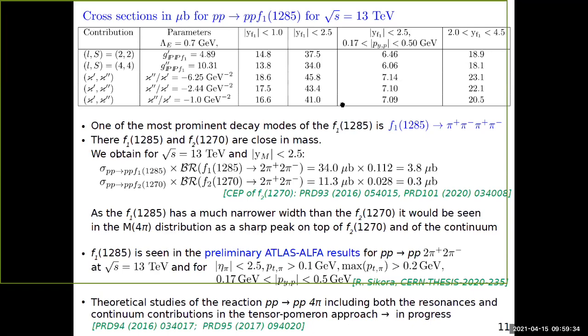However, F1 is rather close in mass to F2, which also decays into 4 pions, but the branching fraction for F1 is larger, 11%, than for F2, and the cross-section is also larger. In addition, F1 has 9 times smaller width than F2, and it should be visible in the invariant mass distribution. F1 is already seen in the preliminary ATLAS-ALFA results. Here is a relevant reference, and the theoretical studies of the reaction 2 to 6, including both resonances and continuum, should be further considered. This is in progress.